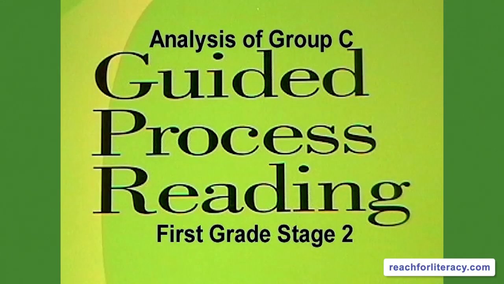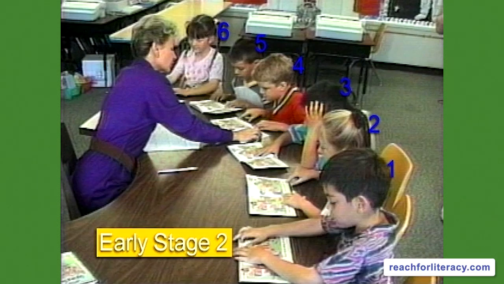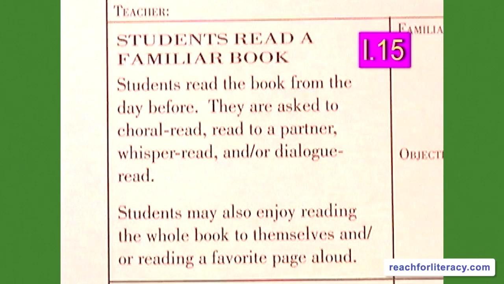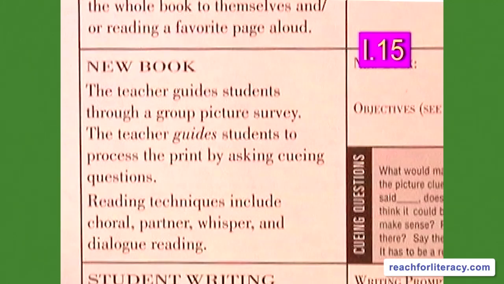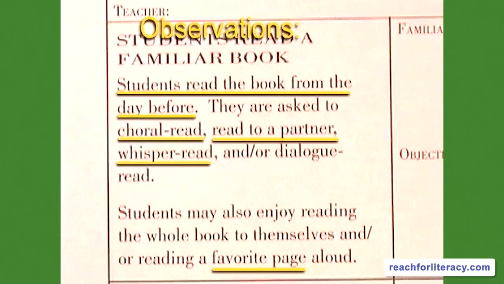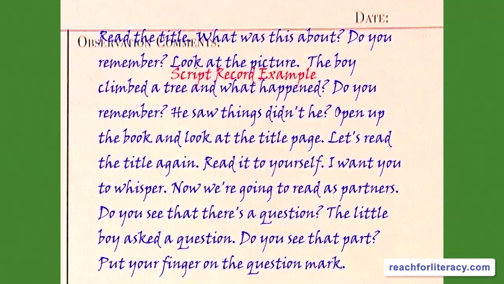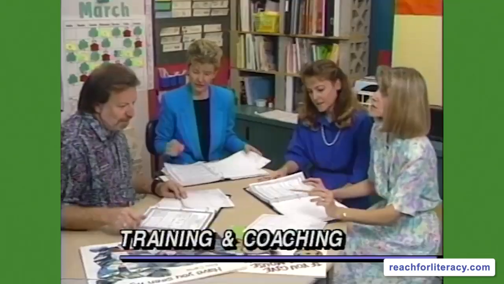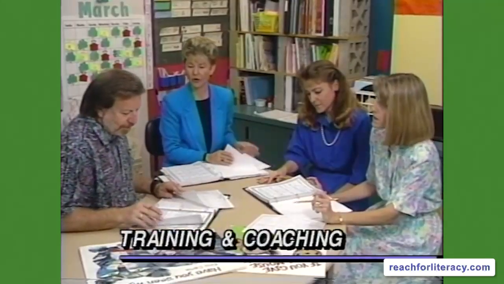Analysis of Group C. The trainer coach demonstrated Format 1 with a group of 6 first grade students. Observations included a familiar book, a new book, and a writing connection. Teachers were asked to highlight the lesson components they observed and to script the trainer coach. The questions were then transferred to the cueing prompt card. The following is a summary of the teacher's observations.